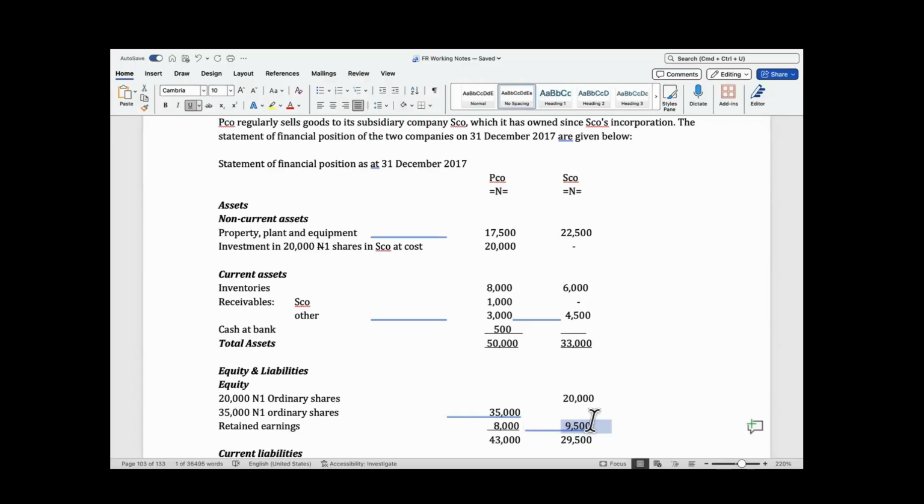Okay. So nice one. Just to wrap up what you have said. So this 9.5 now, what is it exactly? Retained earnings at the date of acquisition. Retained earnings at the date of acquisition.